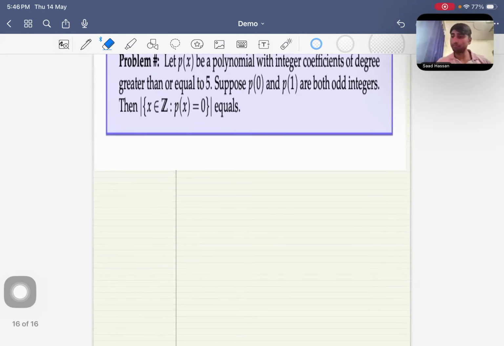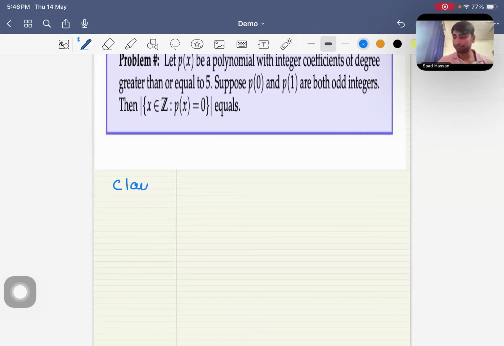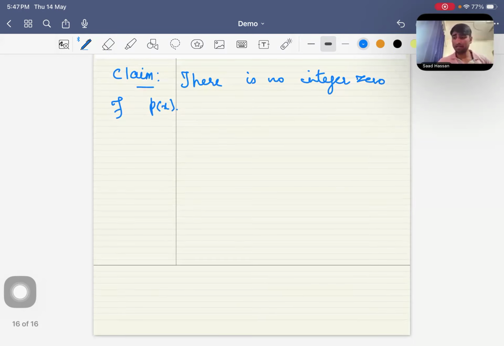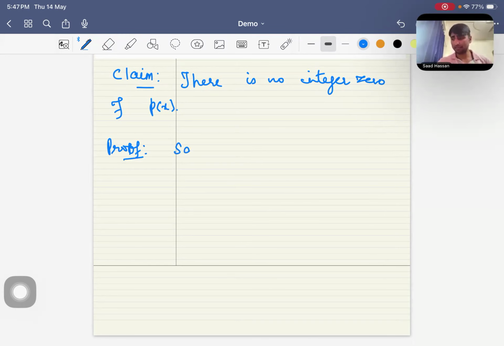So, well, I'm going to claim that there is no integer zero of p of x. And the proof goes like this: say that a is in fact an integer such that p of a is 0. So a is an integer, so this is Z, by the way. And p of a is 0.